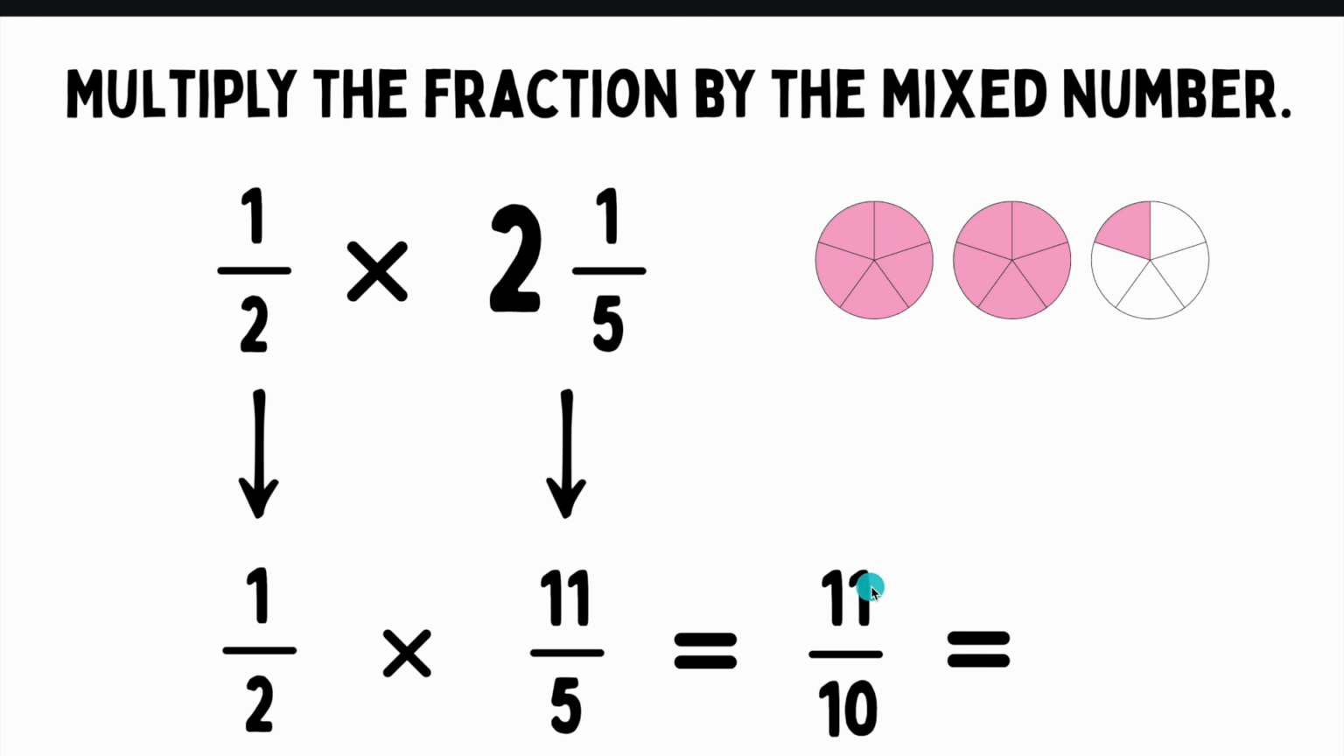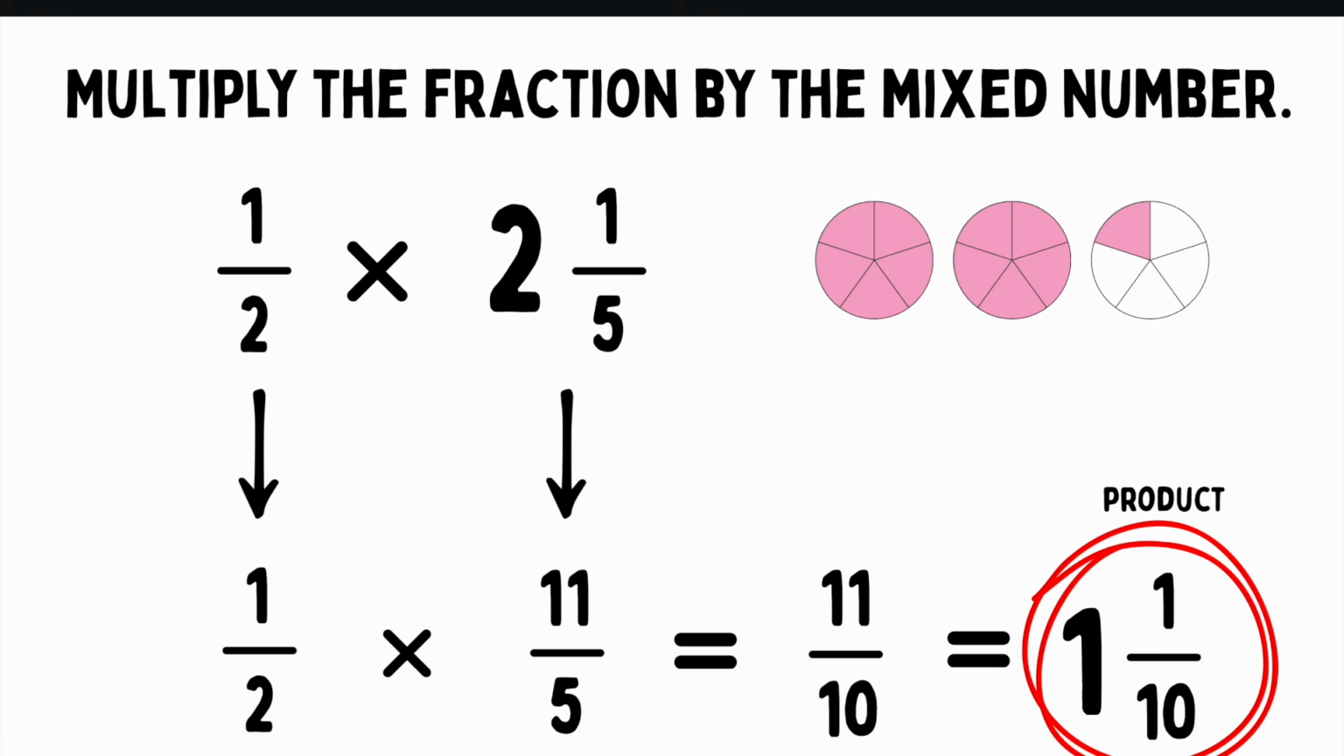Let's think about it. We have 11/10. We can pull 10/10 to make 1 whole, and we're left with 1/10. The product is 1 and 1/10.